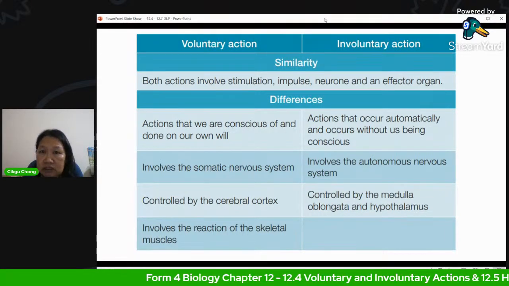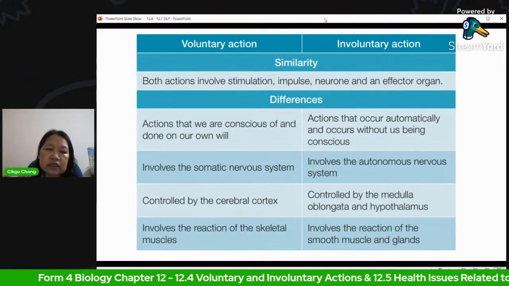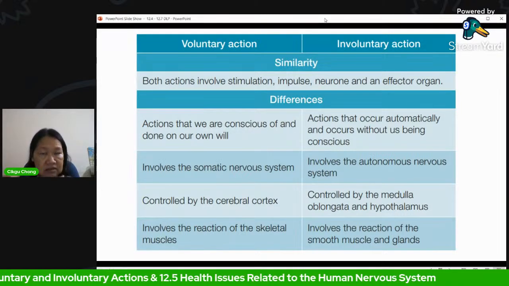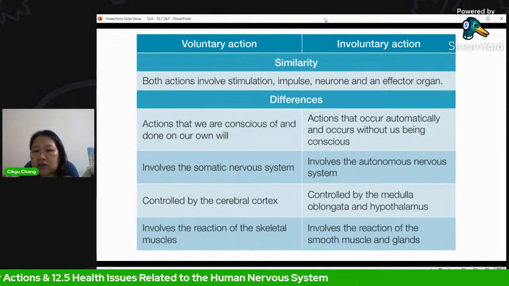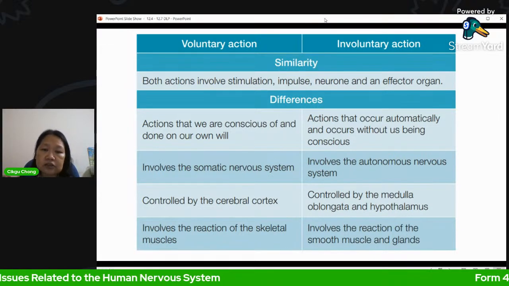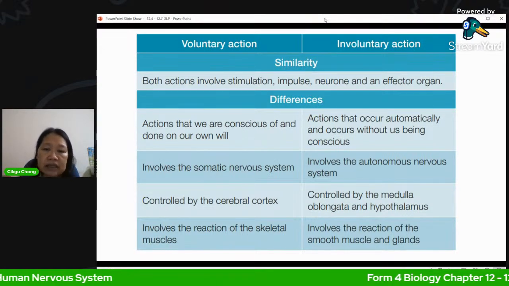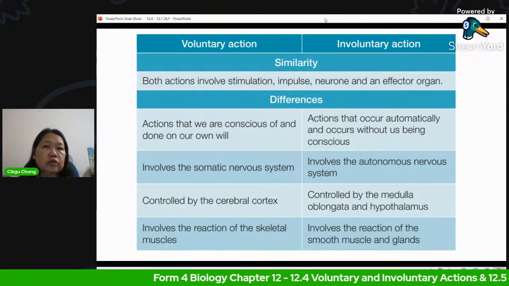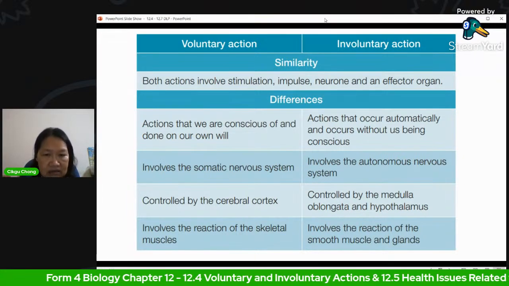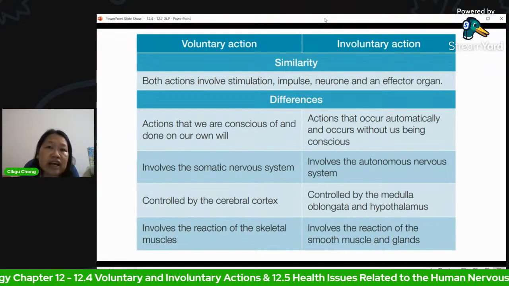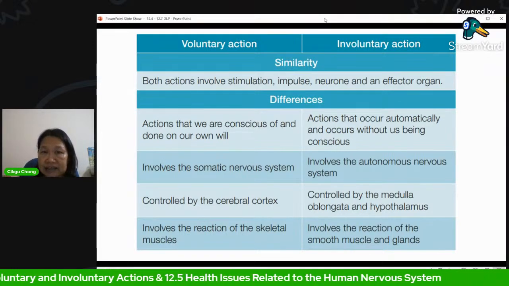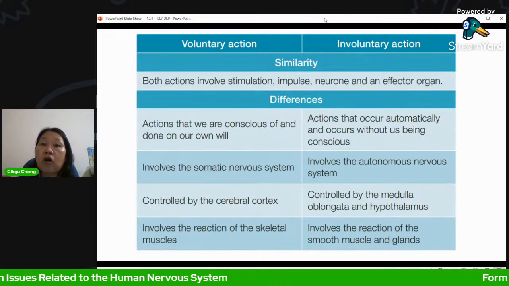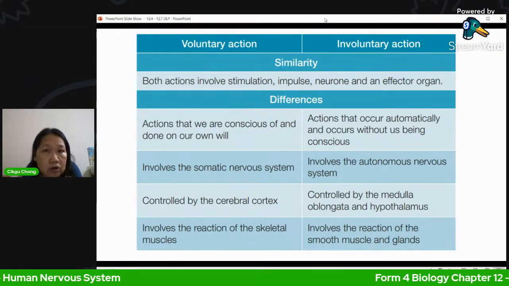And for involuntary action, it involves the reaction of smooth muscle. Smooth muscles are another group of muscles. Remember, there are three: cardiac muscles, smooth muscle, and skeletal muscles. So smooth muscles and also cardiac muscles are under involuntary action. For example, you cannot control your heart to stop beating. It's not within your control. It's an involuntary action, the contraction of your heart. And the glands which produce enzymes, glands which secrete hormones, that is also not within your control.